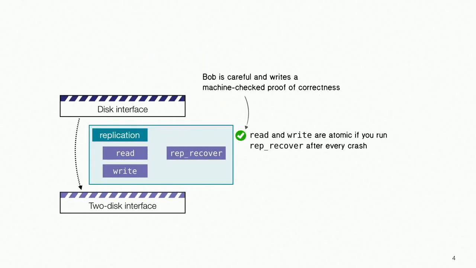Now, Bob is a careful guy, so he writes a machine-checked proof that his code is correct. Specifically, that read and write are atomic and have the right behavior, as long as you run rep recover after every crash. And because he's using the latest verification infrastructure, his proof handles crashes during recovery itself.